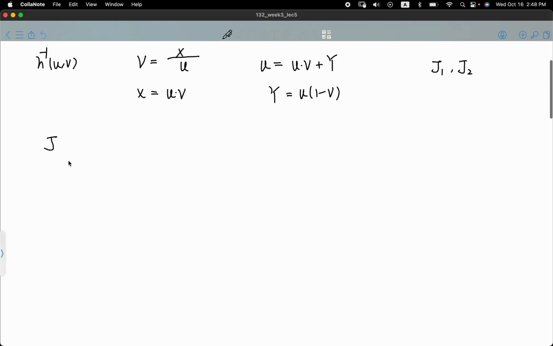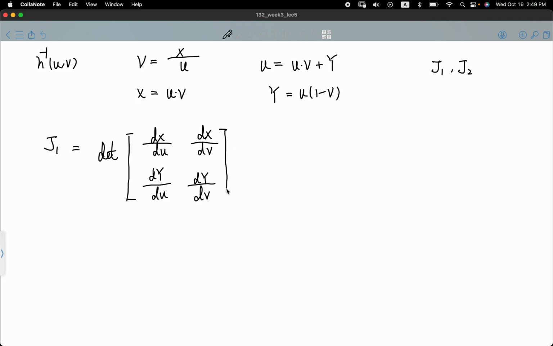So you can refer to J1, the formula from your notes from last time, which is the Jacobian matrix that is constructed in the following way. The first entry is dx du, and then you have dx dv, and you have dy du, and then dy dv.